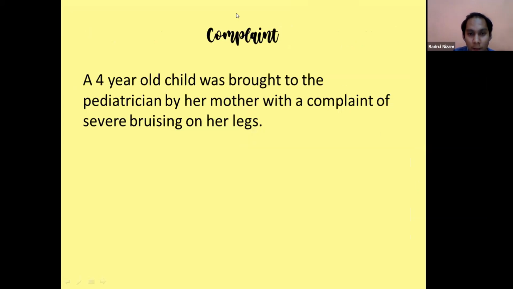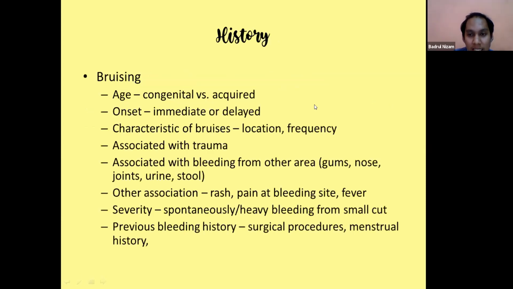Okay, so for the complaint, for example, a 4-year-old child is brought to the pediatrician by her mother with a complaint of severe bruising on her leg. So how would we approach this case? First is by history taking. Regarding the bruising, we need to explore more.